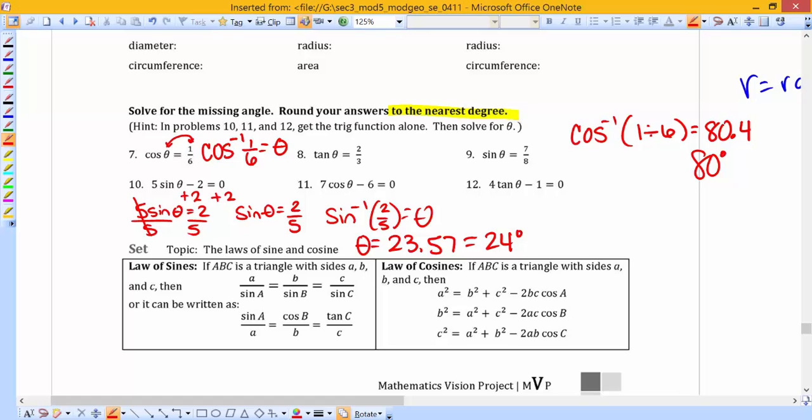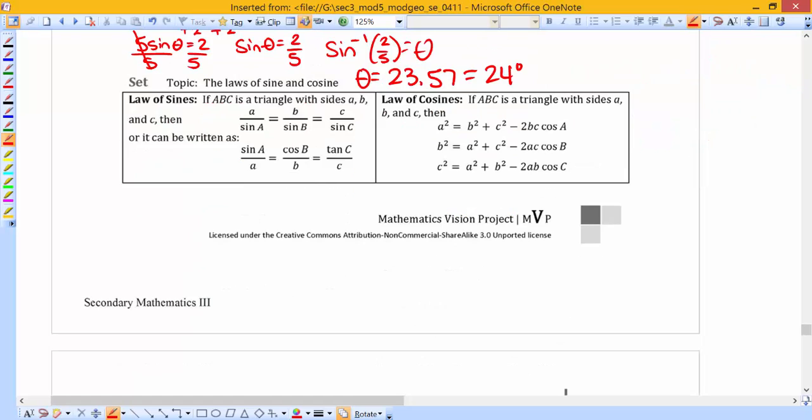Okay, now the set. The set is going to require some work. Get out extra paper for working these out. You don't have room in your book. They're really not that bad. The law of sines and the law of cosines.